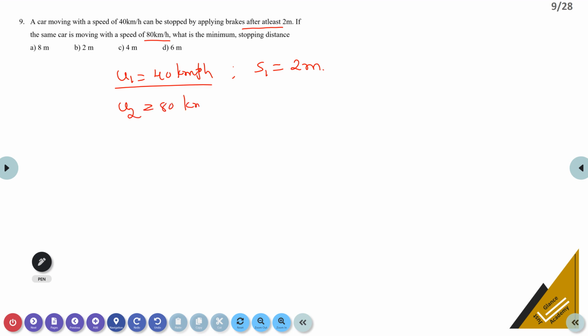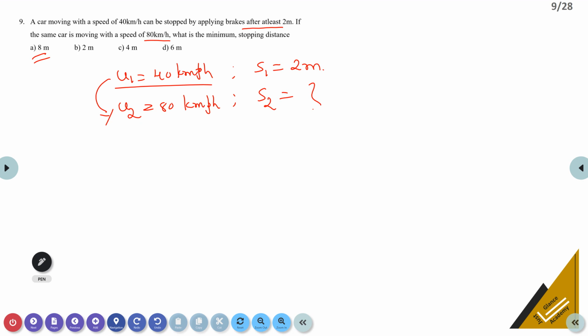He is asking the question, if the same car is moving with a speed of 80 km per hour, after what distance will the car come to rest? I did several such problems. In this case, retardation is the same. Here, how many times is the velocity increased? 2 times. I told you, 2 squared is 4, and 4 into 2 is 8 meters.